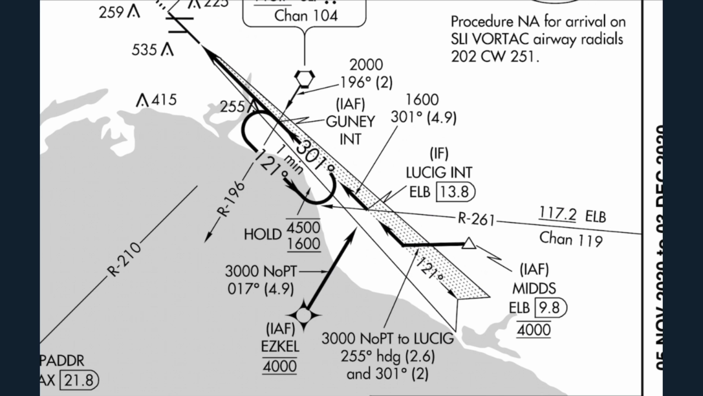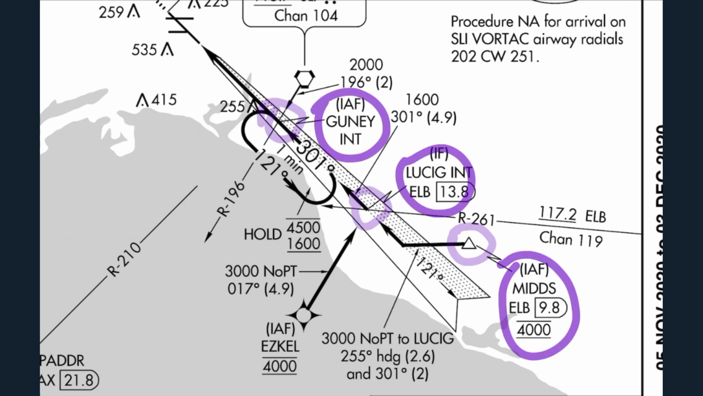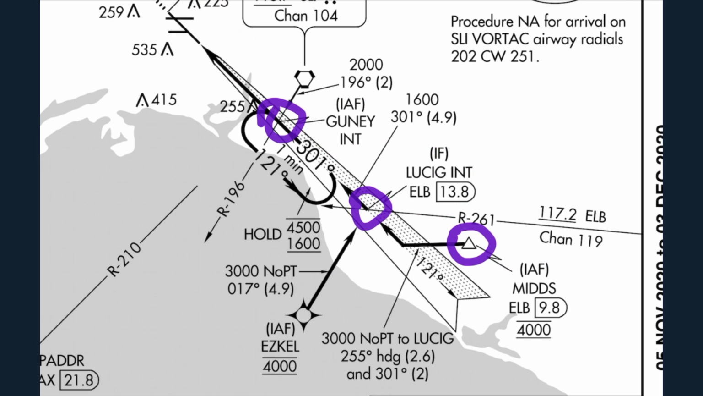Another important thing for us to look at are the fixes or waypoints that are along our approach course. So this black line here represents the course that we'll be flying. And along it, you can see there are a few waypoints: MIDS, LUCIG, and GUNNY. So you can see when we hit MIDS, we'll be making a right-hand turn to go to LUCIG, and then we'll be straight on to GUNNY, and then continuing straight again to land at the runway up here.